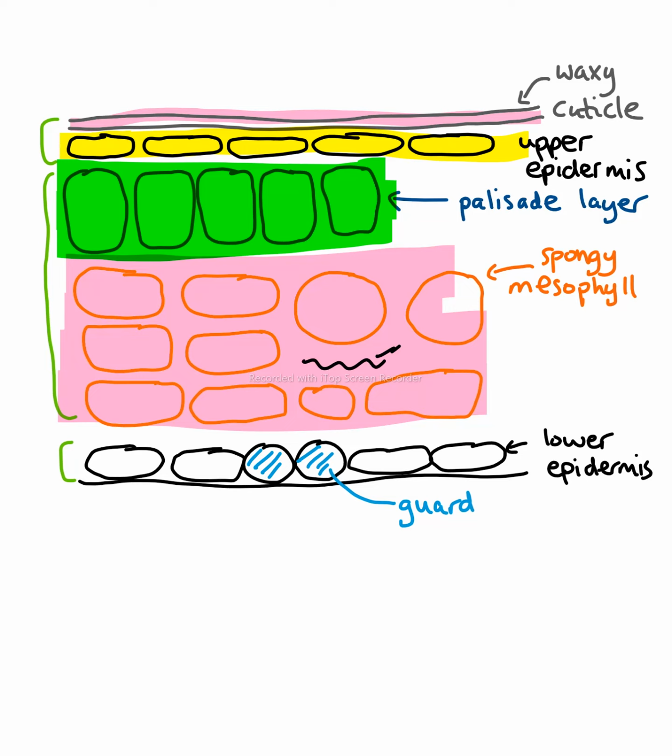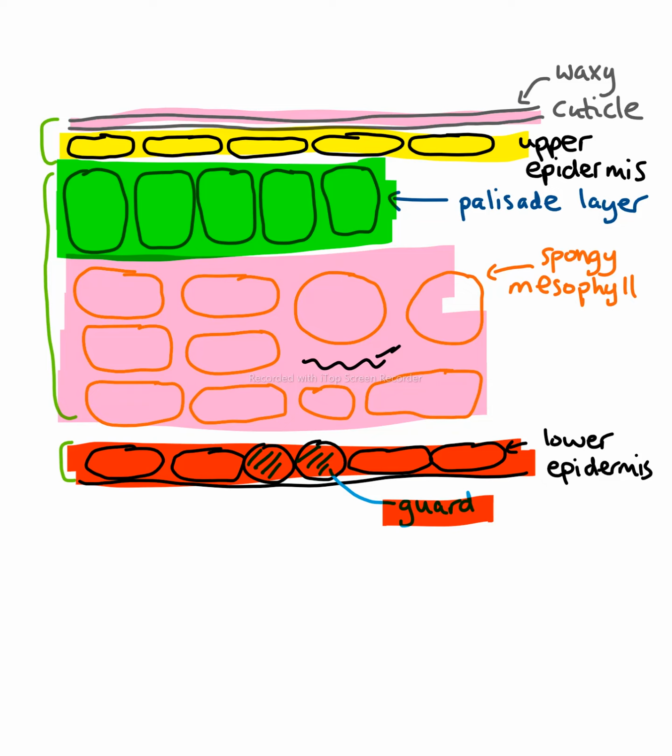And then finally you have this lower epidermis, and it's got guard cells. They open and close to allow water and carbon dioxide in, water and oxygen out, and sometimes oxygen in. So that's the structure of your leaf.